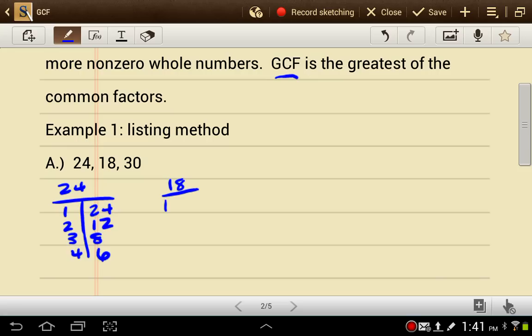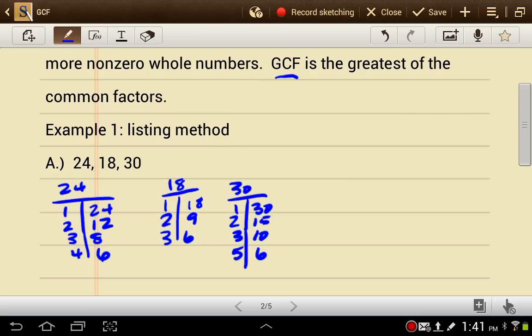So that's 1 times 18, 2 times 9, 3 times 6. Okay, so 1, 2, 3, 6, 9, 18, and then 30. That's 1 times 30, 2 times 15, 3 times 10, no 4, 5 times 6. So that's 1, 2, 3, 5, 6, 10, 15, 30. Those are my factors of 30.